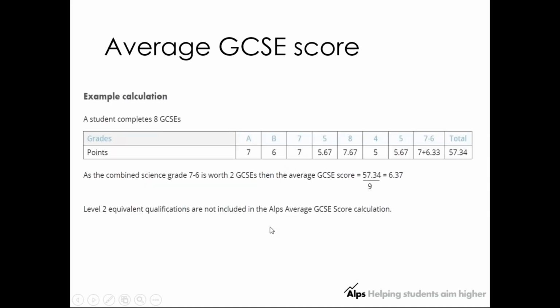You can see here there's an example calculation for a student that completes 8 GCSEs, and you can see all of their grades and number grades across the top here, which total this amount, which then divided here by 9, because we've got 1, 2, 3, 4, 5, 6, 7, 8, 9 GCSE grades, even though it was 8 subjects, we end up with 6.37.